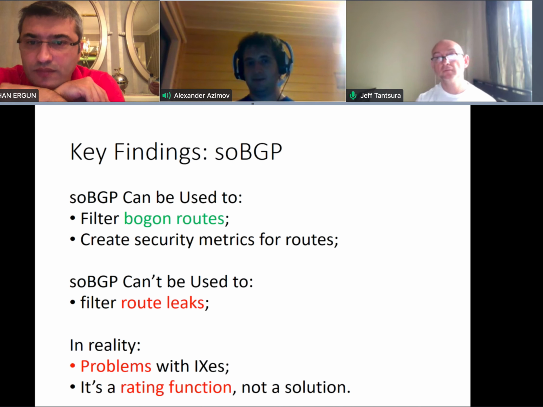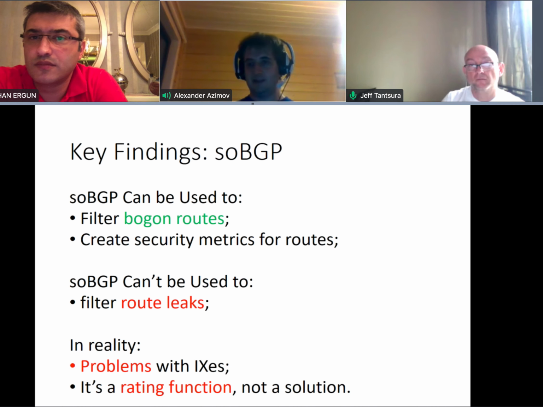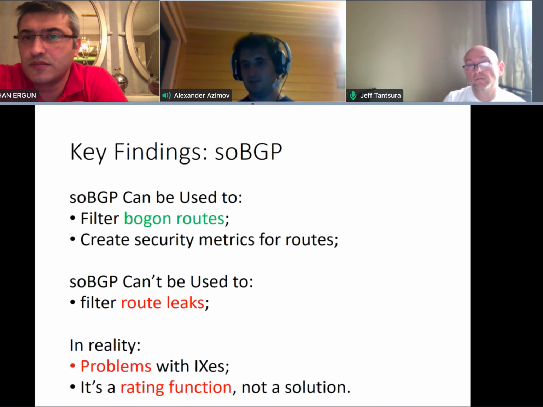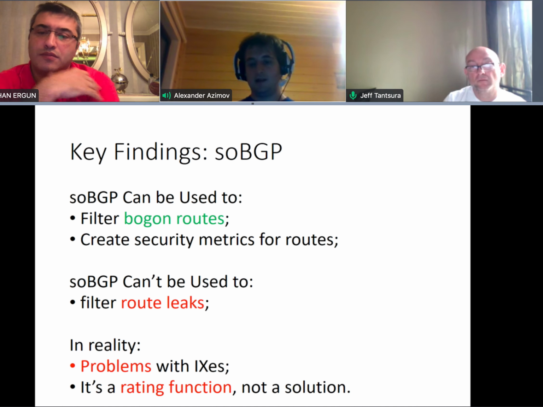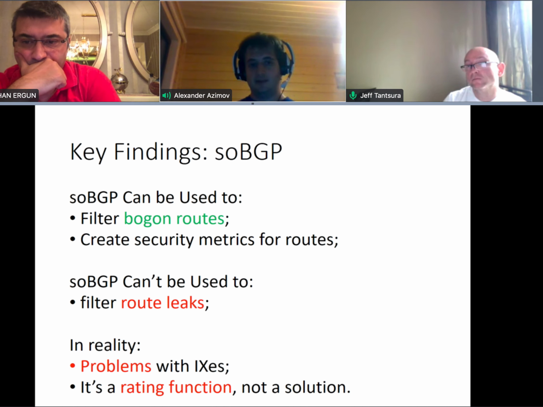With SoBGP, you can create some security function that will tell you what is less trustable and what is more trustable, but it will be the duty of the network engineer to decide where the threshold is and which prefixes should be accepted and which rejected. It's very unclear how to make it robust. It's not supposed to filter route leaks at all, because there is no policy information. It's just information about pairs of autonomous systems.